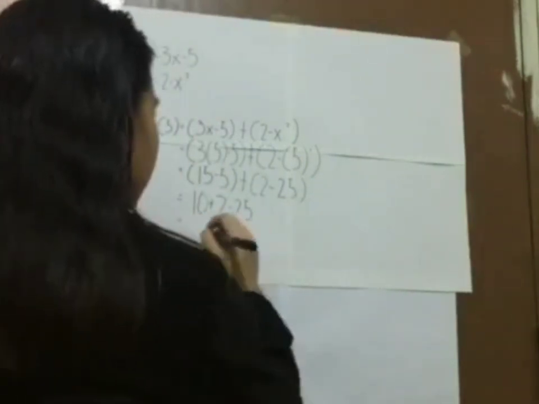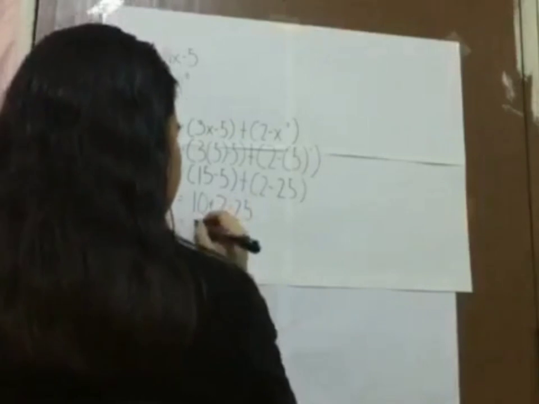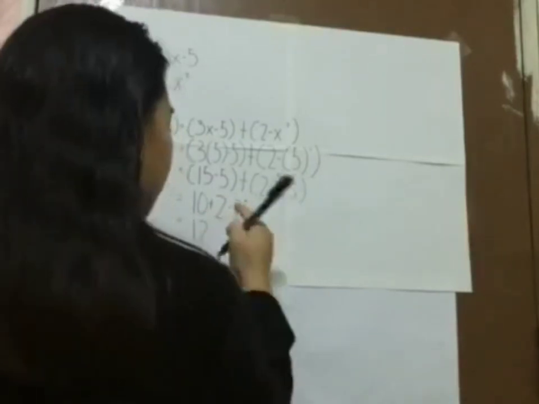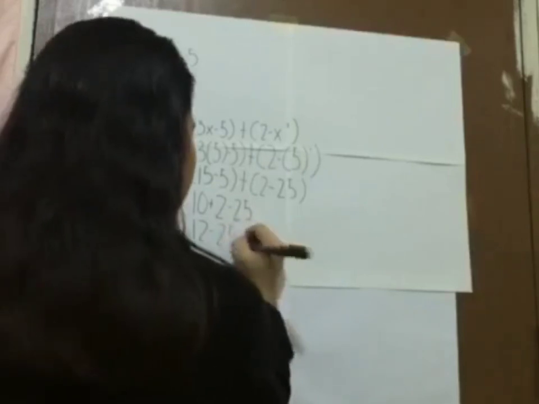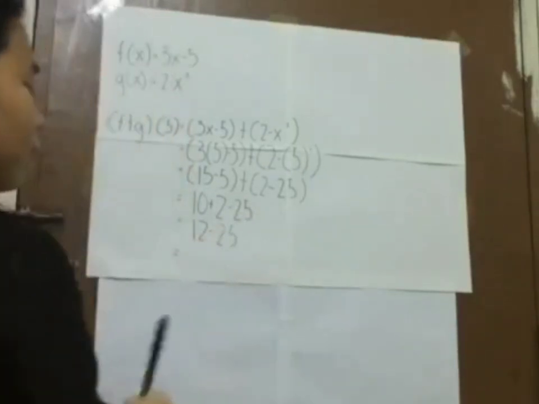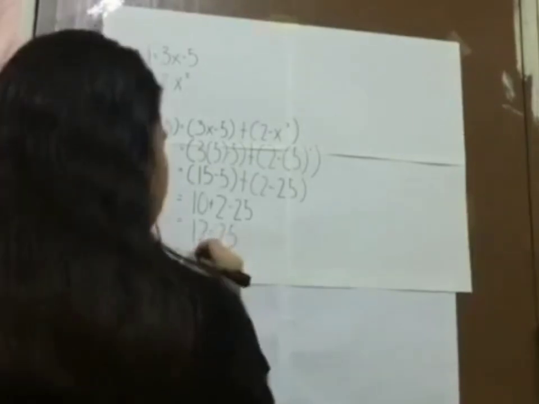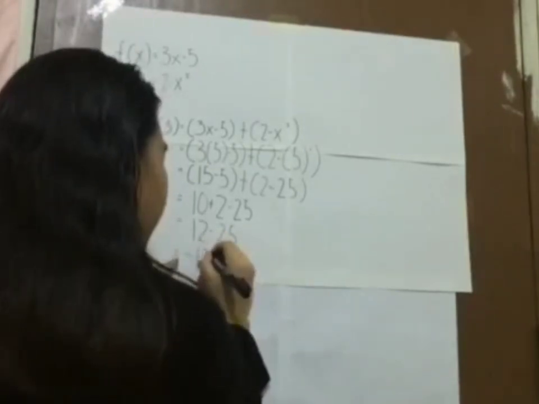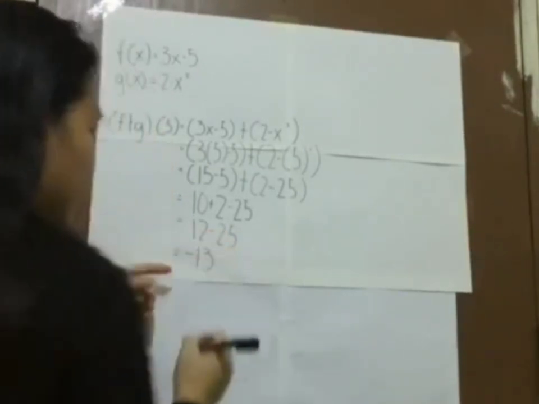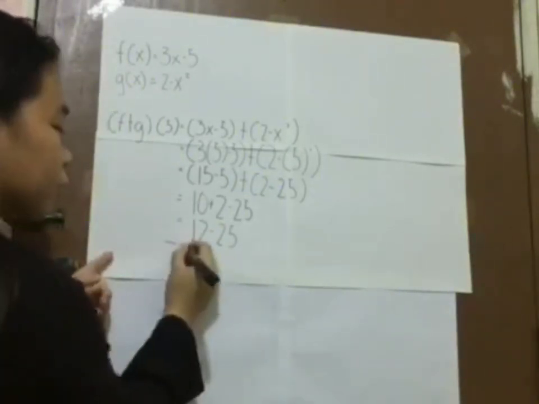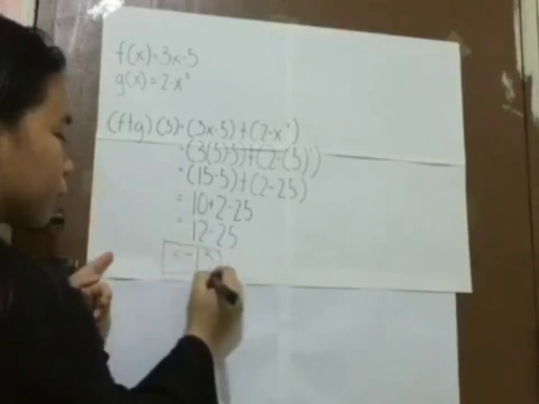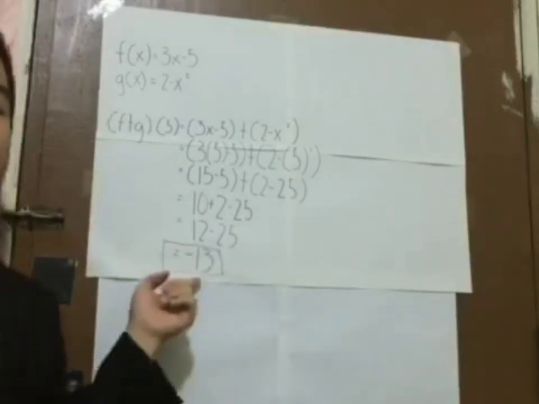So 10 plus 2 is 12, minus 25. So 12 minus 25 is equal to negative 13. So this is our final answer: negative 13.